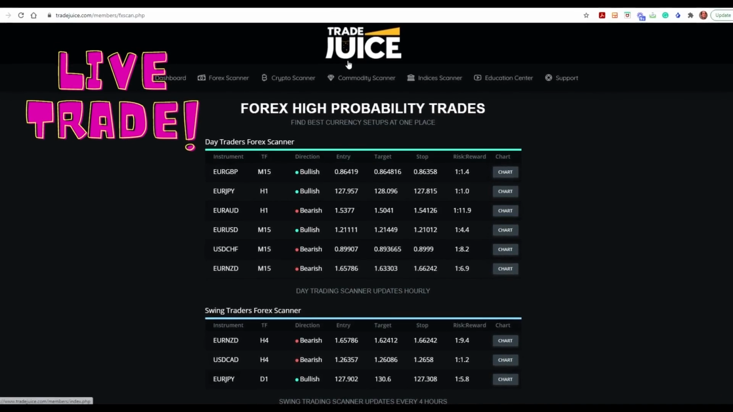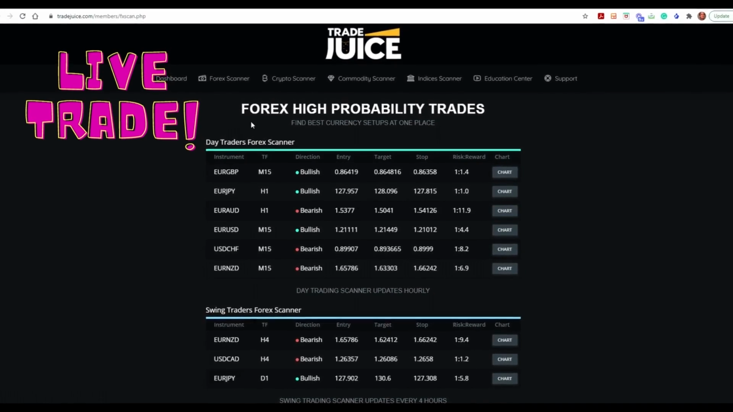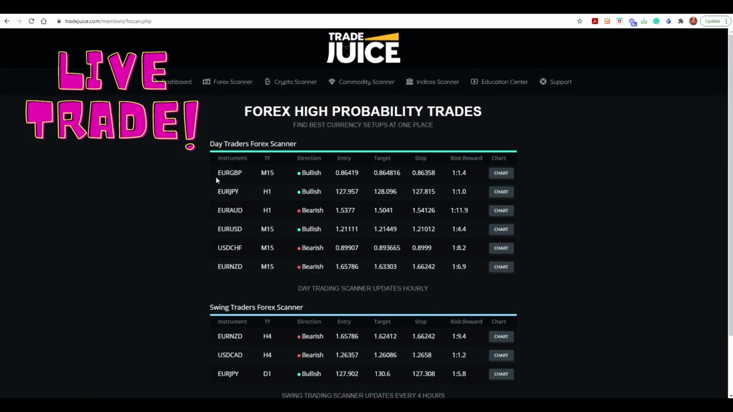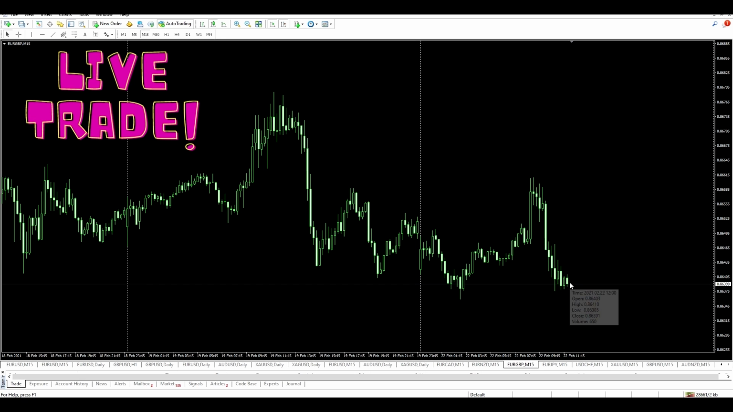Hi guys, I'm on the TradeJuice platform and I see a whole bunch of high probability trades, and I'm going to have a look at entering one now, the euro pound on a 15-minute. I'm going bullish. I've got my entry target stop levels, and if I had to look at the chart right now, you can see this is where price is.